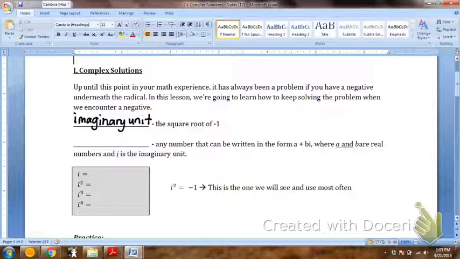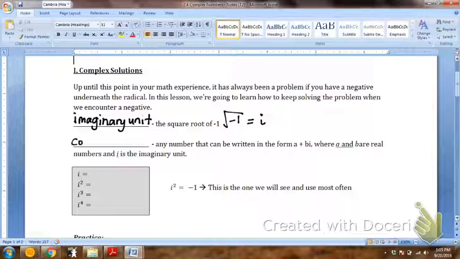An imaginary unit is the square root of negative 1. In math, we use a lowercase i to represent the imaginary unit. So over here to the right, we're going to say the square root of negative 1 equals lowercase i. So now anytime you see i, it means imaginary number. That means that there's a negative underneath your square root, okay?